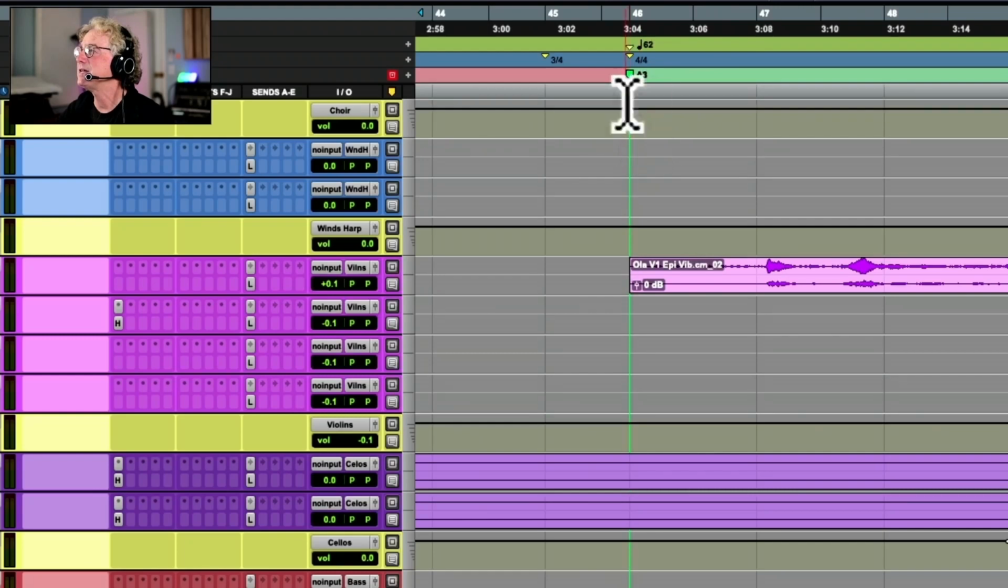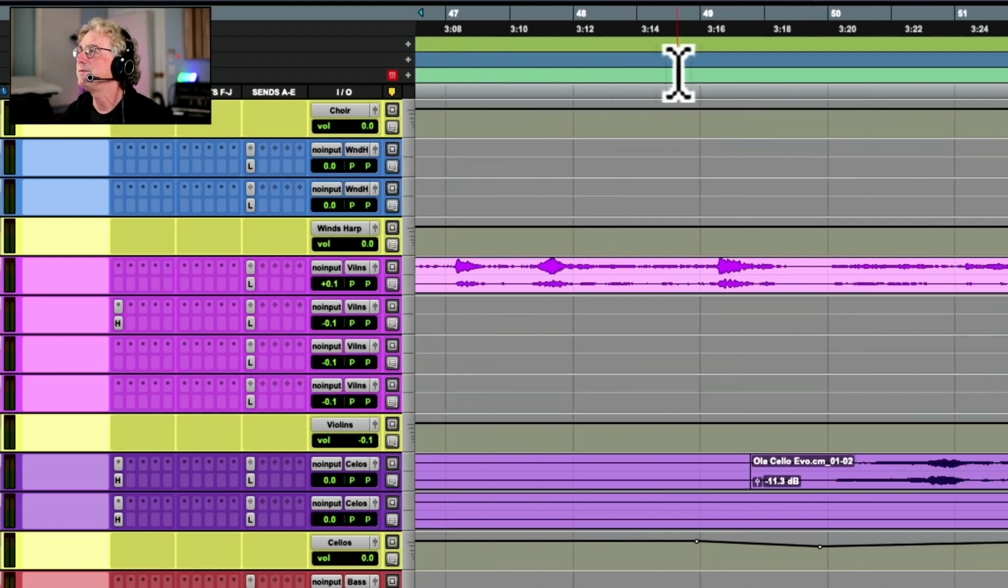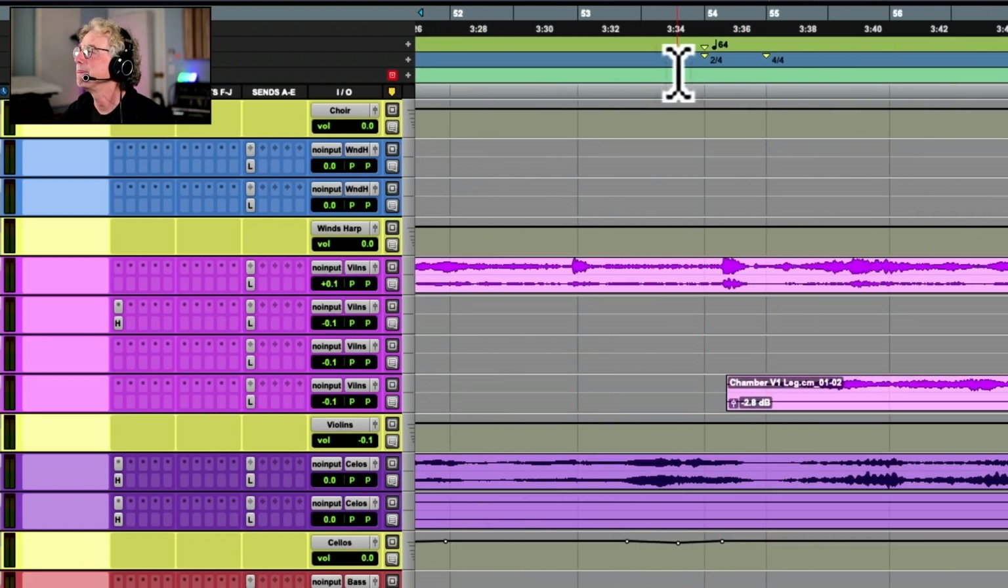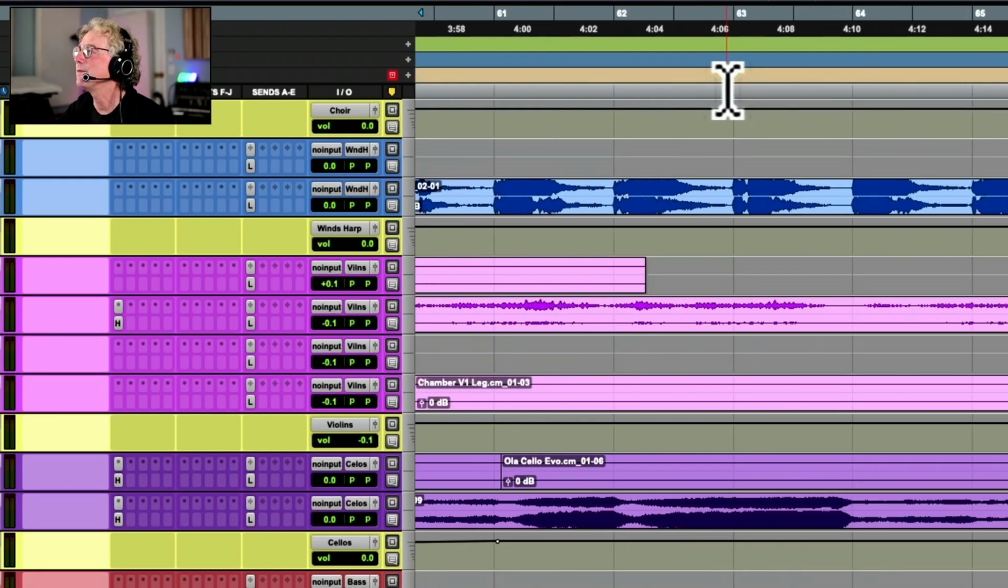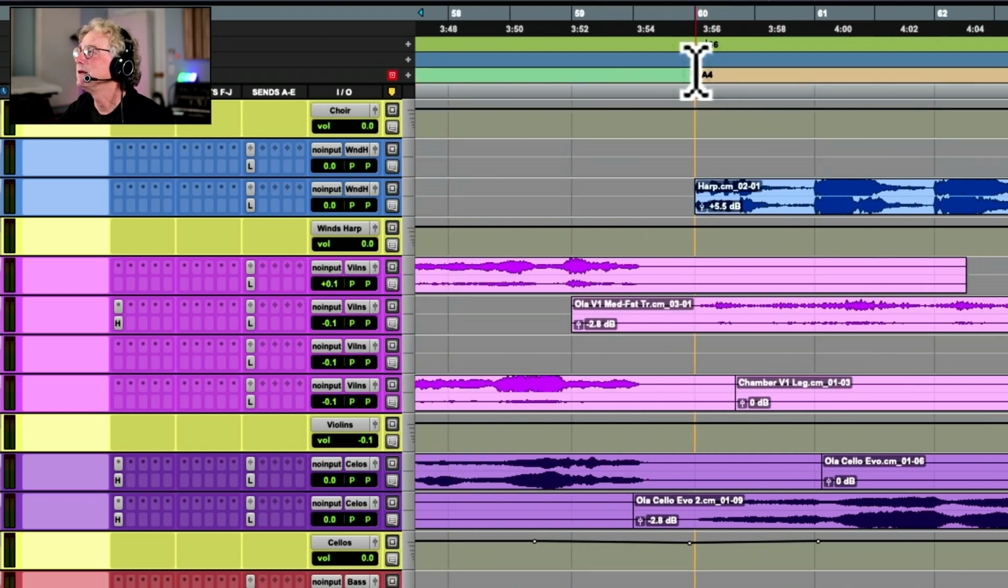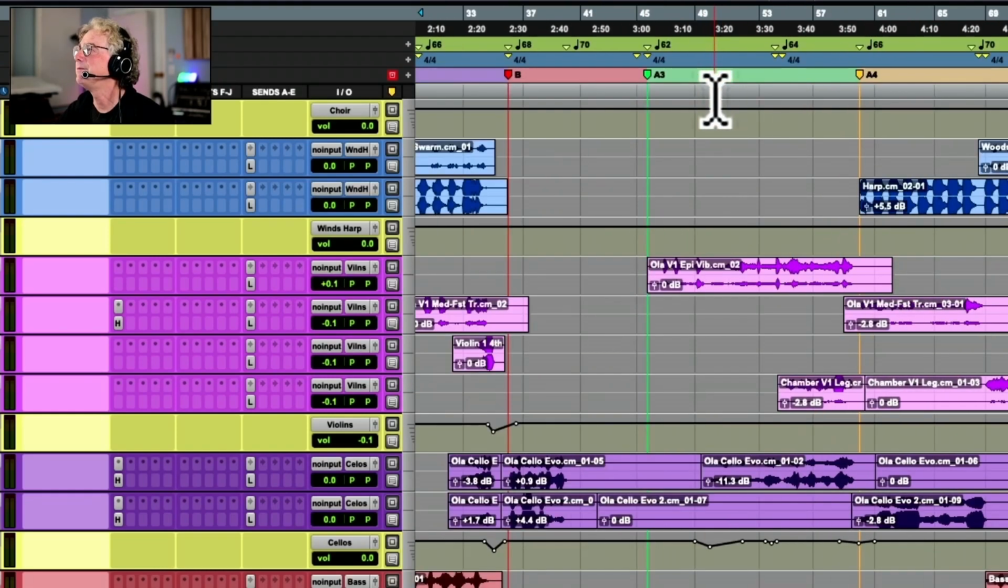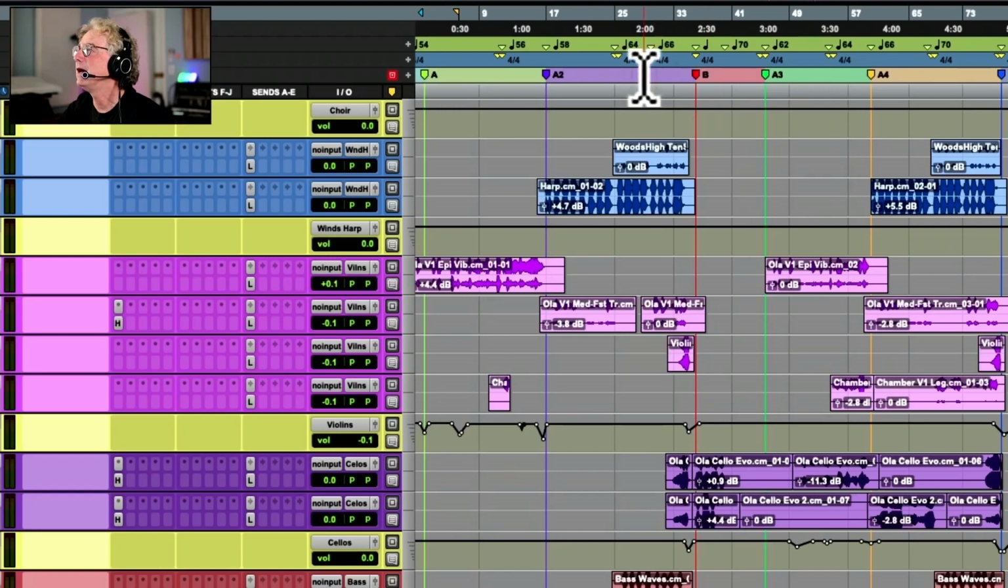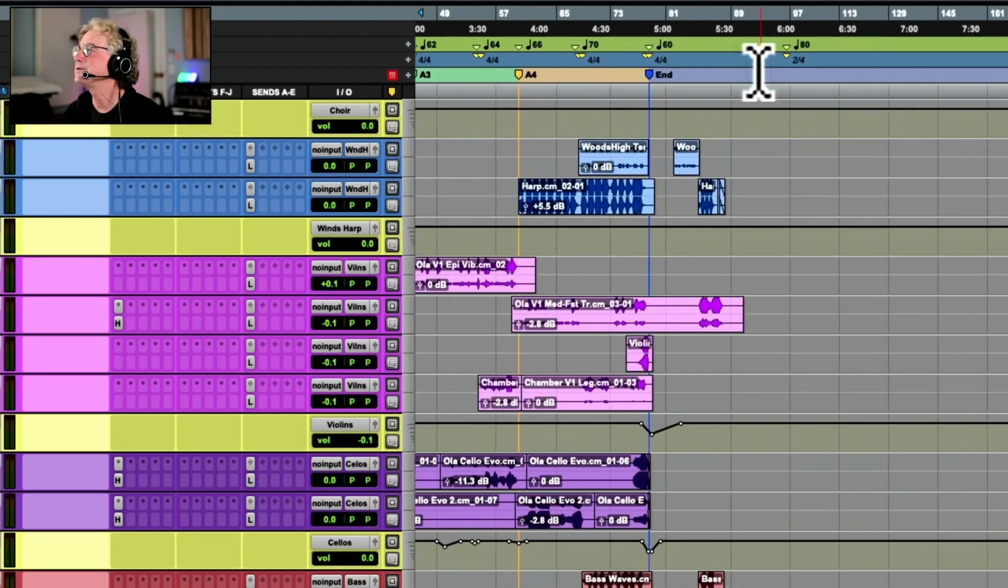Now this is the A section a third time. It's even faster. It's still not fast. It's 62 beats per minute. 2/4 and 4/4. Right, just changing the tempo around. And you look, I've got all these different tempos.